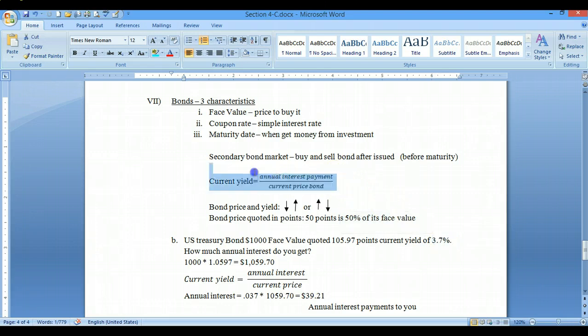Well, it uses this formula, but it's a little backwards because I want the annual interest payment. So I need to multiply both sides by the current bond price, so it'll cancel out. And then I have current bond price times current yield, which will give me the annual interest right here. So I have 0.037 for the current yield, times the current bond price, which we just found, $1,059.70, gives you an annual interest of $39.20. And that's in simple interest.